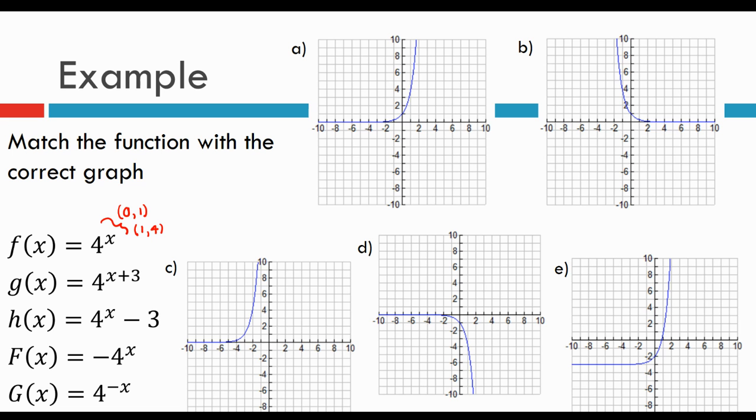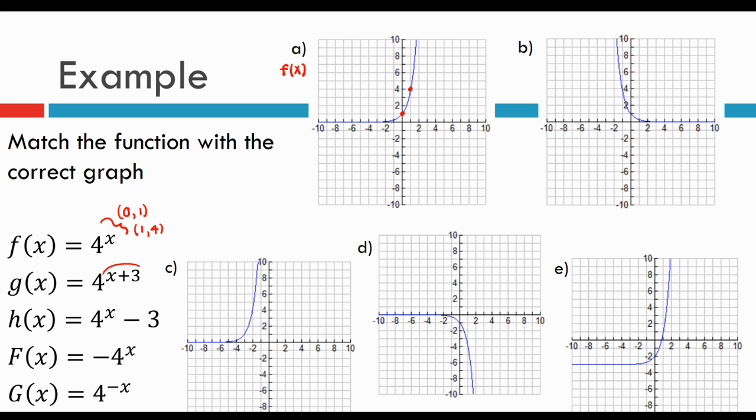So if you take a look at your different graphs, notice that 0, 1 is a point on graph A, as well as 1, 4 being a point on graph A. So it looks like A is going to be that lowercase f of x. Okay. So notice that then my lowercase g of x function has the same base. So I know that I want to have that shape that we have in graph A.